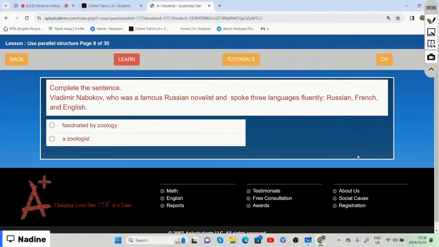And Vladimir Nabokov, who was a famous Russian novelist and, do we say a zoologist, or do we say fascinated by zoology, spoke three languages fluently, which were Russian, French, and English.